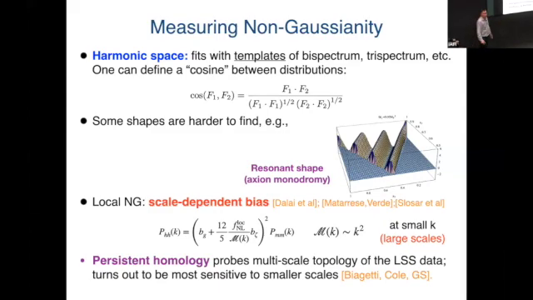The ratio between the two is the bias, which, as you can see, is most pronounced at the largest scale, for the smallest k. As you will see, because persistent homology probes multiscale topology of the data set, it doesn't necessarily have to probe the larger scale. Turns out the non-Gaussian signal is most sensitive to rather different scales.